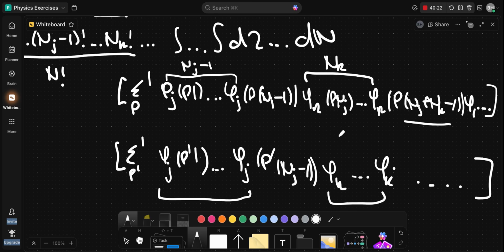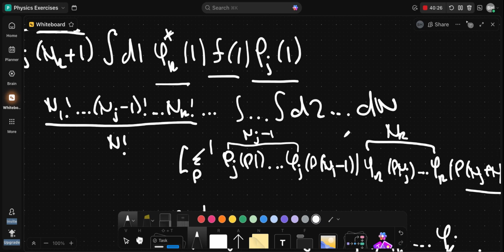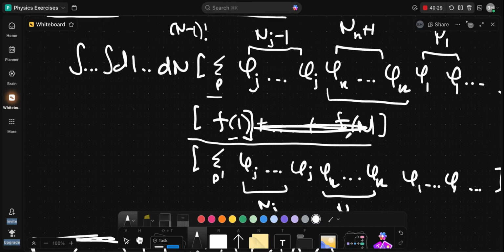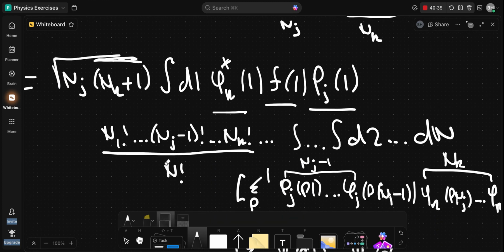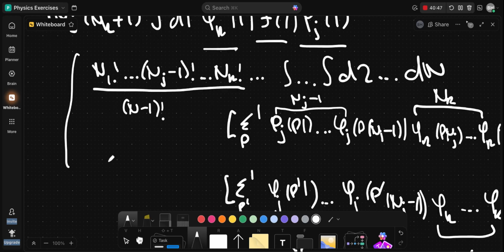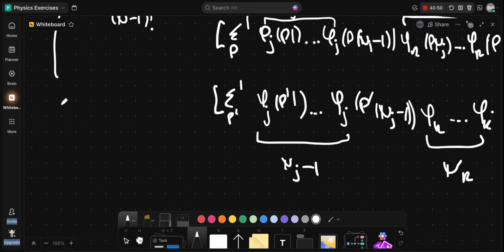And the point is that we already know that, oh, sorry, I made one mistake again. Apologies for that. That's not n factorial, but n minus 1 factorial. That was a mistake. Let me fix this. So here you have n minus 1 factorial. But you know that this entire term is equal to 1 because this is nothing else but the normalization of a system in which you have n minus 1 particles, nj minus 1 in state j, nk in state k, and n1 in state 1, and n2 in state 2, and so forth.